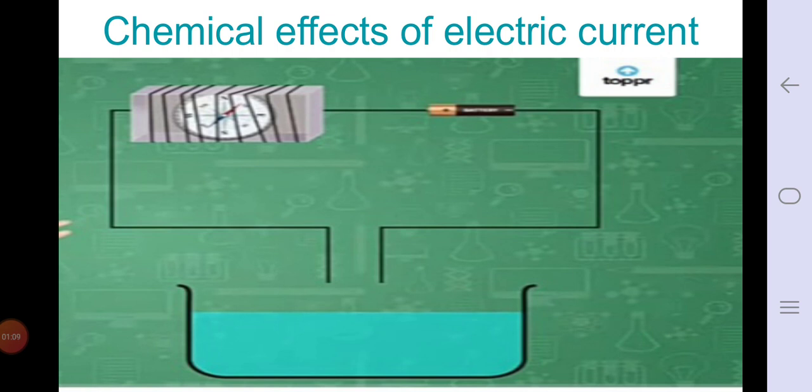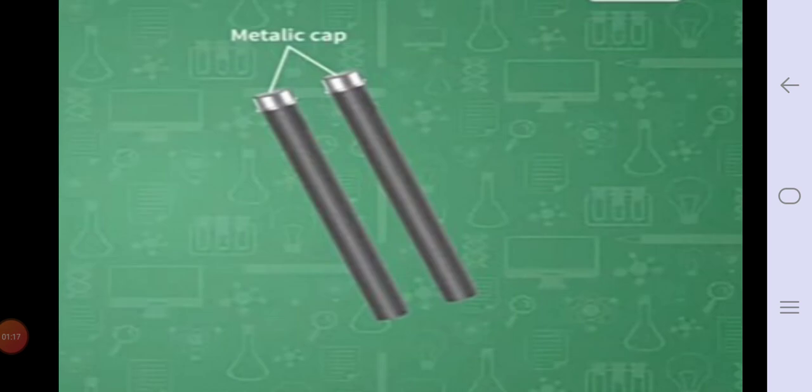We see activity 14.6. Take out carbon rods carefully from two discarded cells. Now, these are the carbon rods. We also call them electrodes. There are metallic caps attached to the carbon rods. Now, clean their metal caps with sandpaper. Wrap copper wires around the metal caps of the carbon rods and join them to a battery. We call these two rods electrodes.